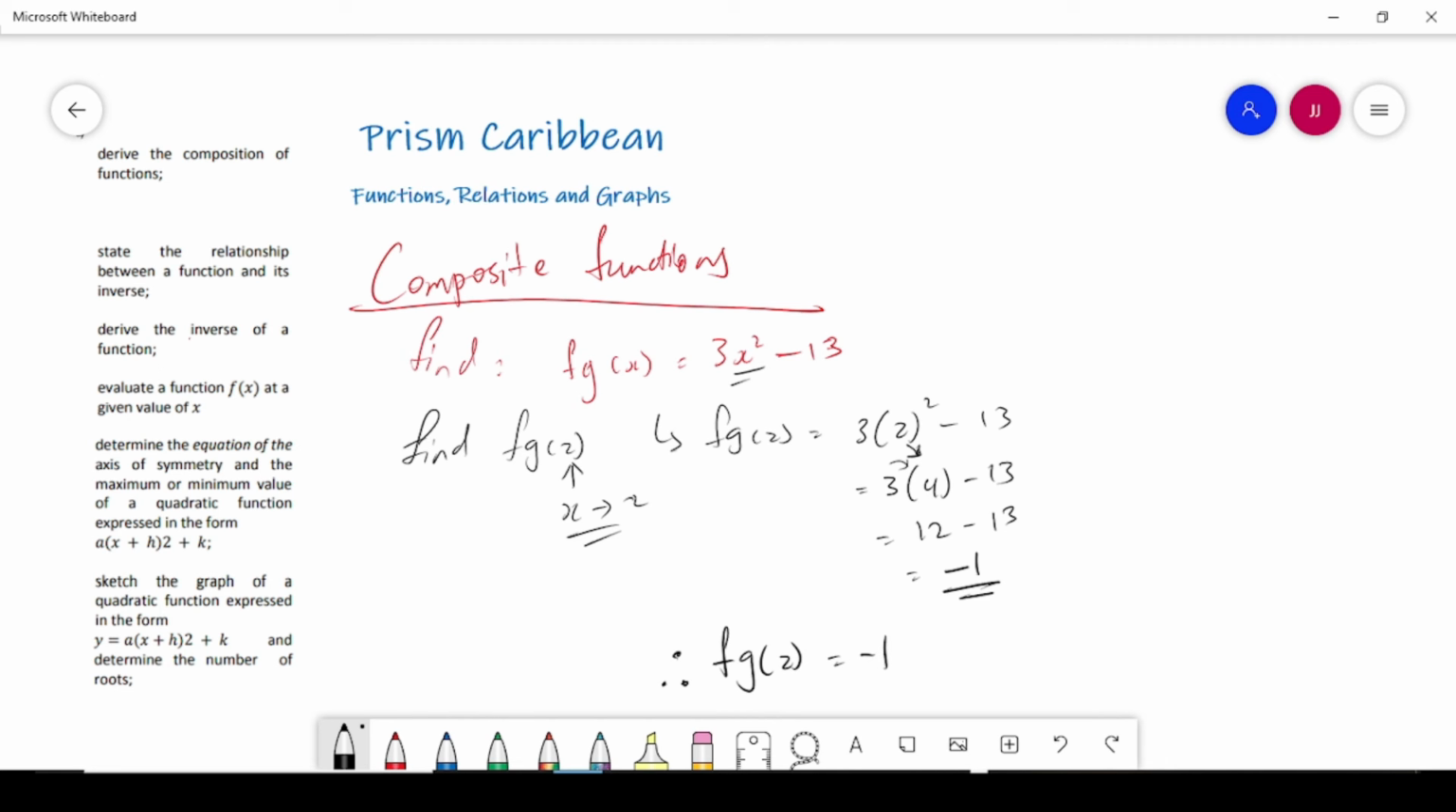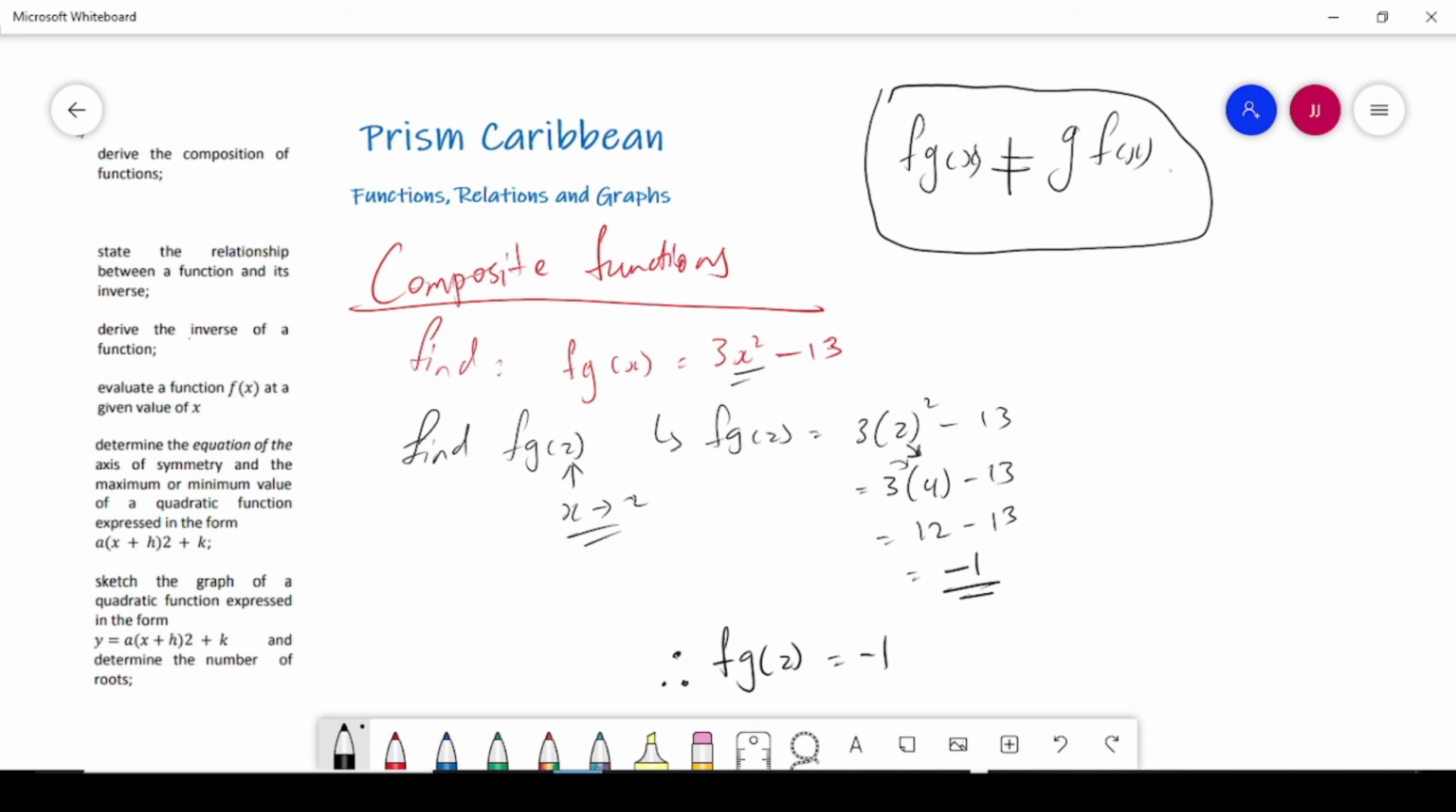Right? And we must note that also many times f of g of x is not equal to g of f of x. Right? Let me repeat that. f of g of x is not equal to g of f of x. Let me show you why.